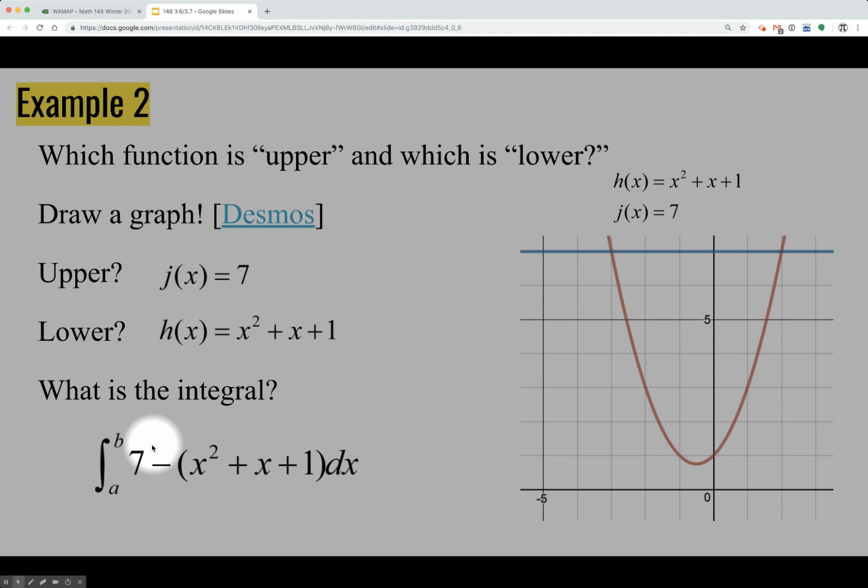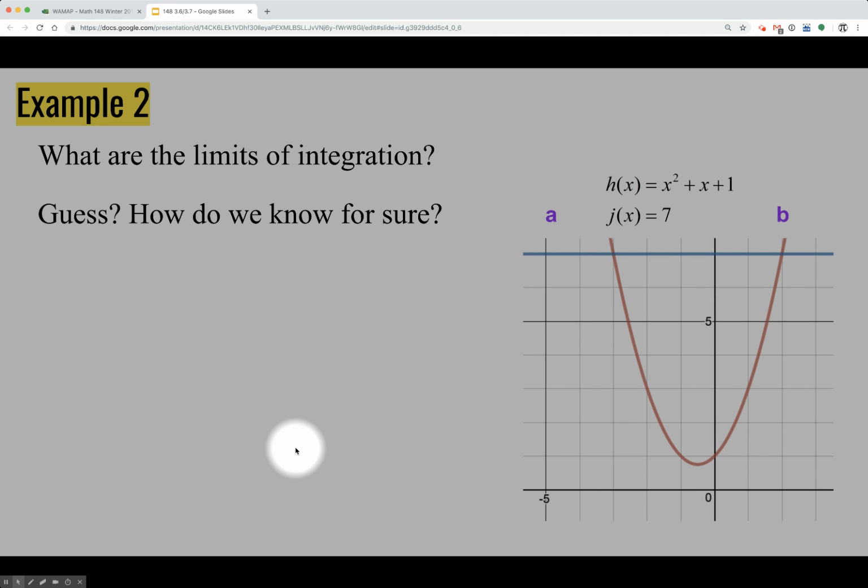Now notice I've put this subtraction symbol here, and I've been really careful to subtract in parentheses the entire function h, because if I don't do that, and I don't distribute the negative sign into all three terms of this function, I'm going to end up with some sign errors. So be careful when we do that. All right, let's keep going.